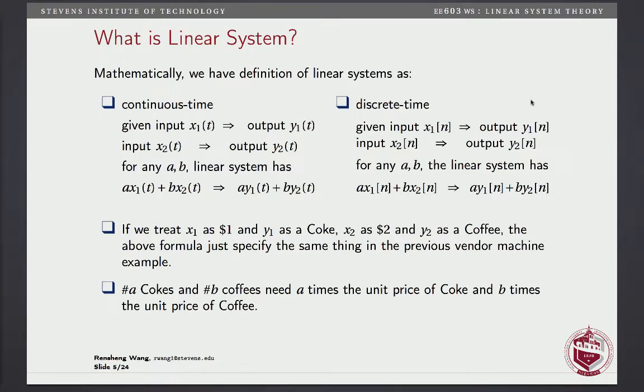Mathematically, you can think about it this way. If you have x1 and x2, they produce outputs y1 and y2. If you take any linear combination a x1 plus b x2, accordingly you should get a y1 plus b y2. If we treat x1 as $1 and y1 as 1 Coke, that's exactly what we talked about in the linear system. If we treat x2 as $2 and y2 as 1 coffee, then the formula specifies the same thing as the previous vending machine example.